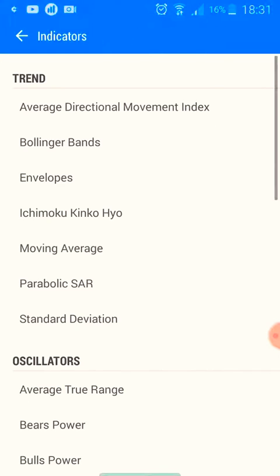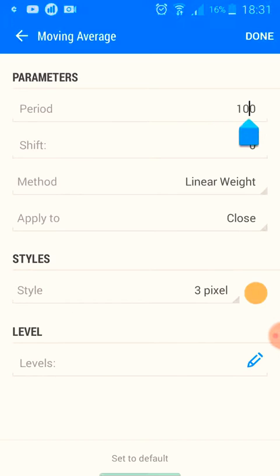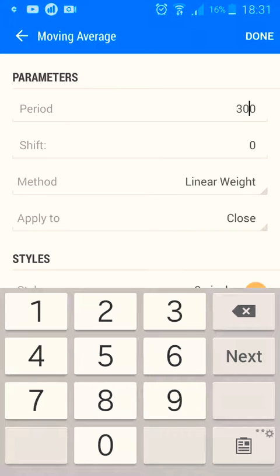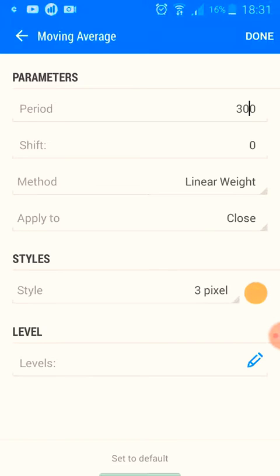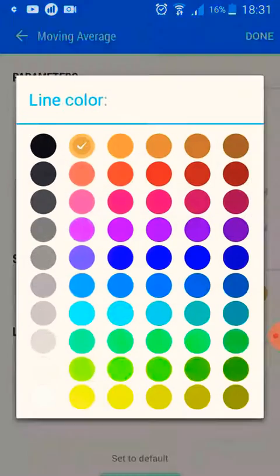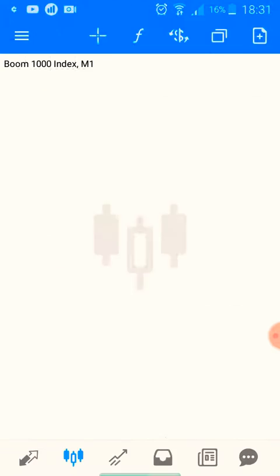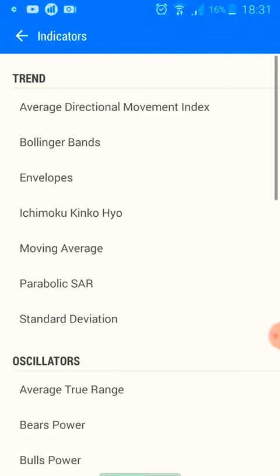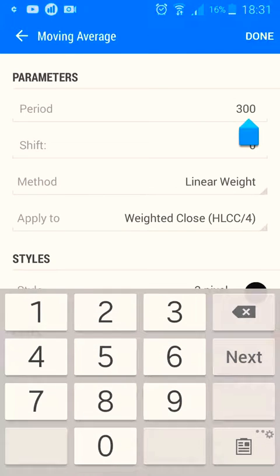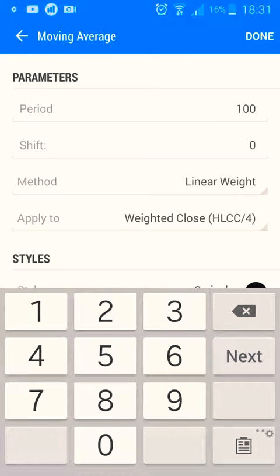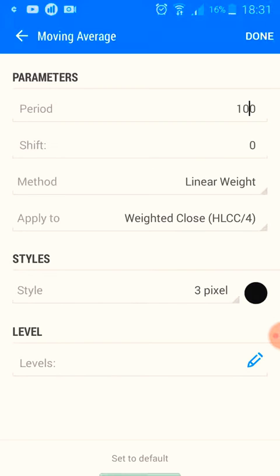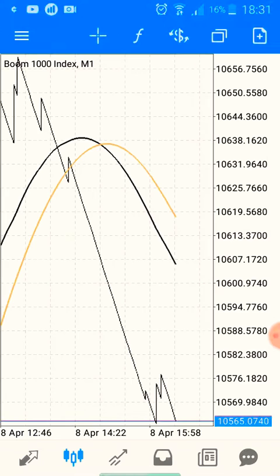So go to your indicator window, moving average. You set it to period 300, shift 0, linear weight, apply to weighted close. Style, pick any color, done. Go back, main chart, moving average. This time around, make it 100, shift 0, method linear weight, apply to previous indicator's data. I'll make it gold this time around, done.